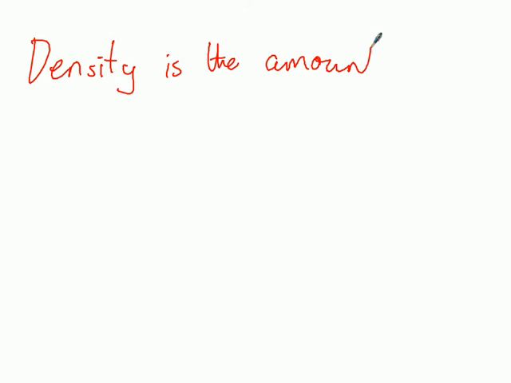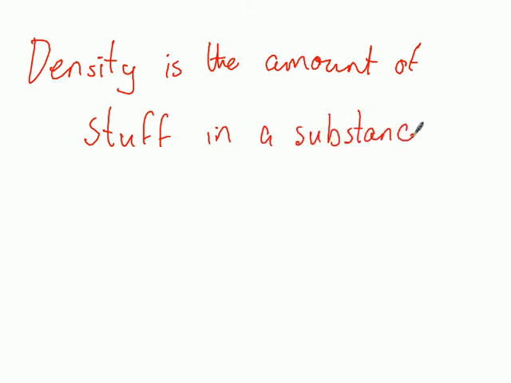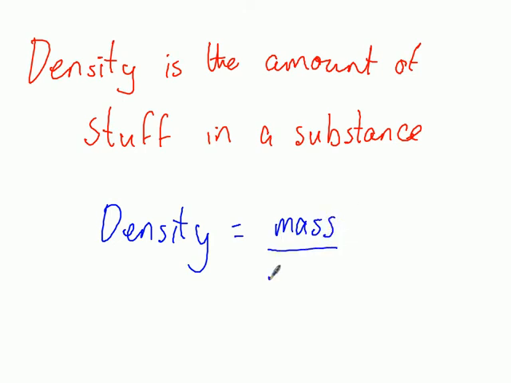Density is the amount of stuff in a substance. In physics terms, what this means is, in terms of a formula, density is equal to the mass of the substance or object divided by the volume of the substance or object.